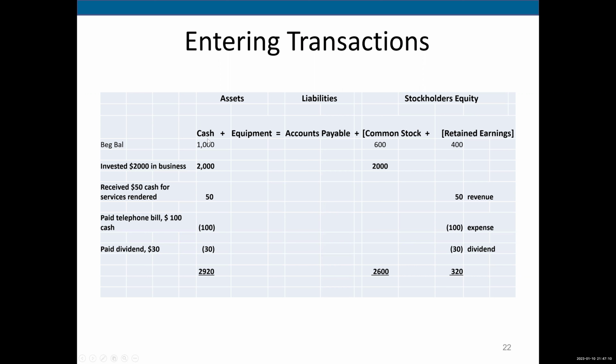If we sum all of these up, including our beginning balances, we notice that our accounting equation remains in balance. Our common stock of $2,600 plus retained earnings of $320 equal assets of $2,920. In this case, we didn't have any accounts payable.